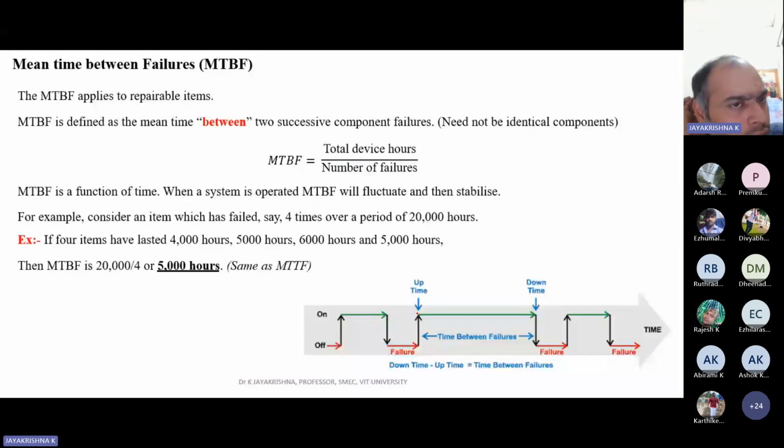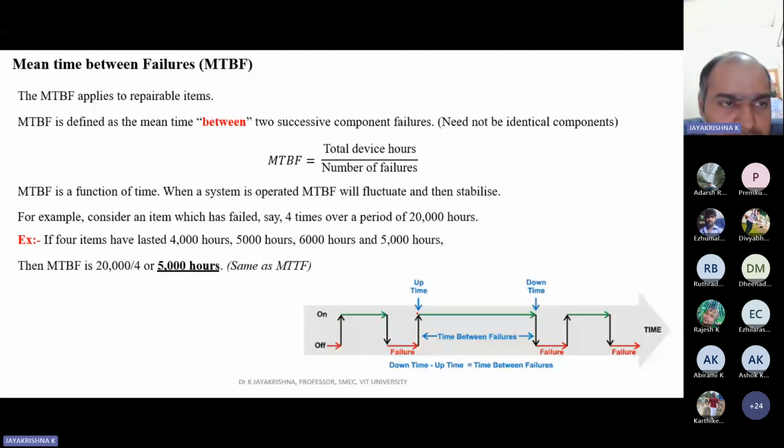So now let's go for the other thing, which is MTBF. This is called mean time between failures. MTBF applies only for repairable items. Repairable items means what will be the number of failures? It can be so many times, sir. It can be any number of times. So that's why we call them repairable items. So MTTF is for non-repairable and MTBF is for repairable.